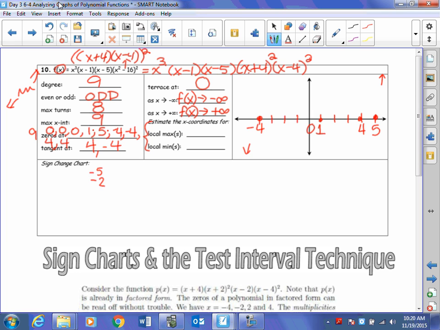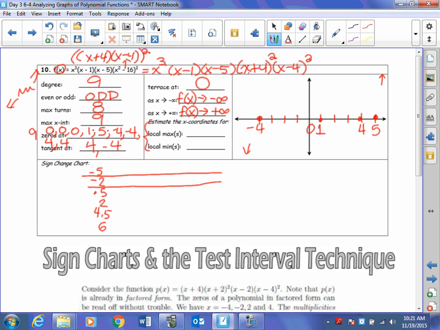Negative 2, negative 1 is fine. Points between 0 and 1. That'll work. You can put 0.1 if you want to. Points between 1 and 4. And points between 4 and 5. And points after 5. Alright, and then you make your table.